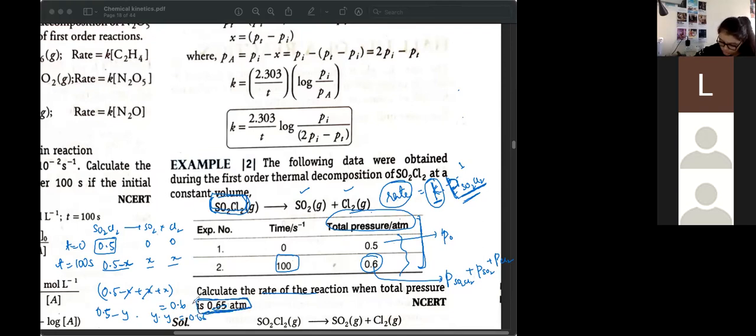Okay. So again, find what is PSO2Cl2 when the total pressure is 0.65. Like 0.65, and say how much of it is because of SO2Cl2. And then it'll be the same thing, except it'll be different values. Yes. So it will be 0.5 minus 0.15. Yeah, that's it.